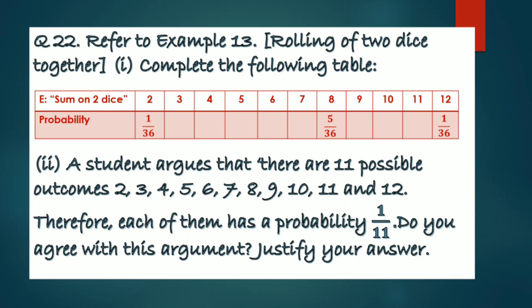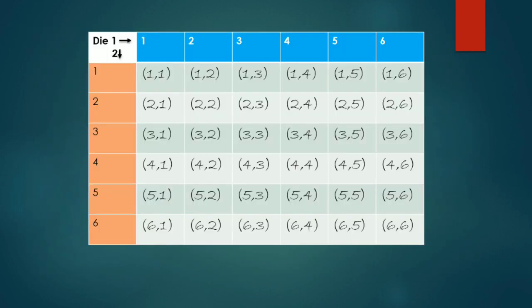So first we will write the outcomes by rolling 2 dice. These are the outcomes when we roll 2 dice together. Now in the first part, the sum on 2 dice is 2. There's only one outcome. So the probability of sum 2 is 1 by 36. This is given in the question.